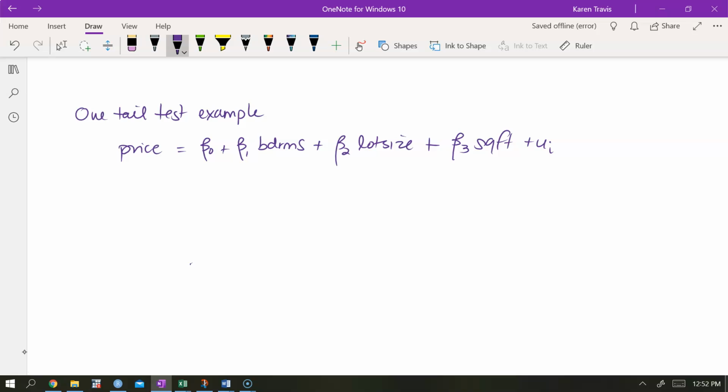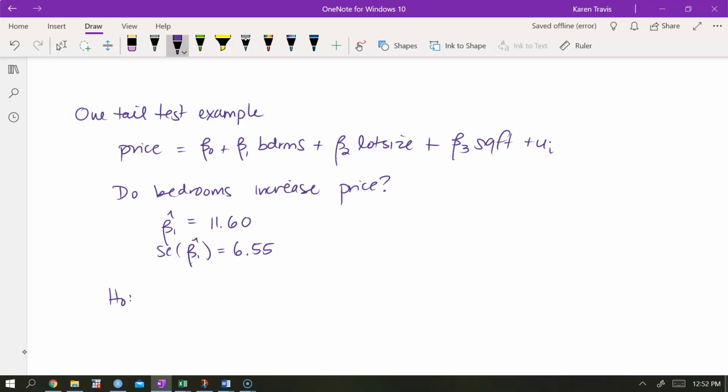And let's suppose I just want to know, do bedrooms increase price? Which of course we expect them to. So if we get an estimate for the slope coefficient on bedrooms of 11.60 roughly, and let's say we have a standard error that is 6.55, then if we're setting up this hypothesis, we are not setting it up as two tails, we're setting it up as a positive, just miswrote that.